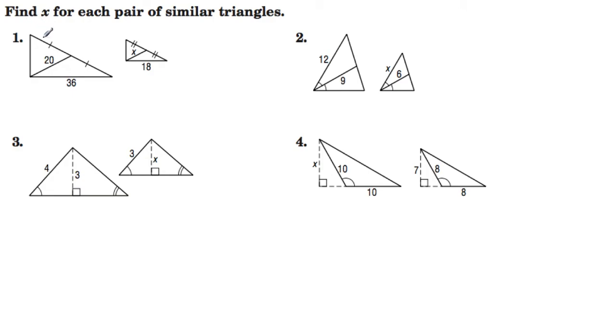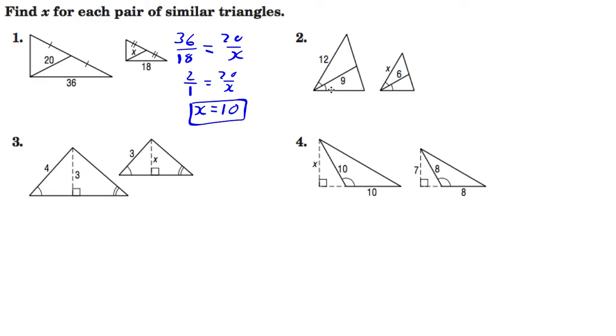So let's look at some of these. Here we actually have a median. Notice this is a midpoint to the vertex. So the scale factor from the large one to the small one is 36 to 18, and from the large median it is 20 to x. So that's going to be 2 to 1 is equal to 20 to x. So we get that x is equal to 10.